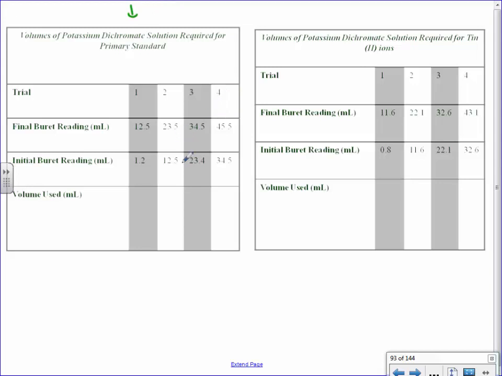12.5 minus 1.2 gives us 11.3. 23.5 minus 12.5 gives me 11.0. 34.5 minus 23.4 gives me 11.1. 45.5 minus 34.5 gives me 11.0. The average would be what? 11 plus 11 plus 11.1 divided by 3. 11.03 repeating milliliters. Pretty good with that part so far?